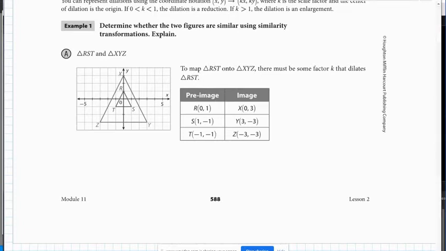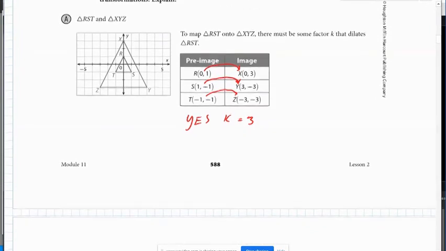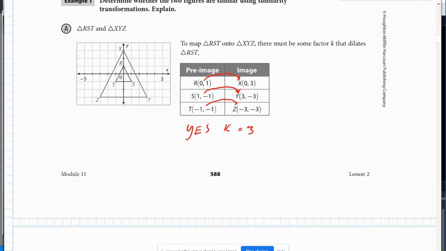Okay, going on to the next example at the bottom of the page. We're trying to decide if these figures are similar. And so to get from this point to this point, we're multiplying by 3. To get from this point to this point, we're multiplying by 3. And to get from this point to this point, we're multiplying by 3. So you'd say yes. The scale factor is equal to 3. And so that's a dilation.